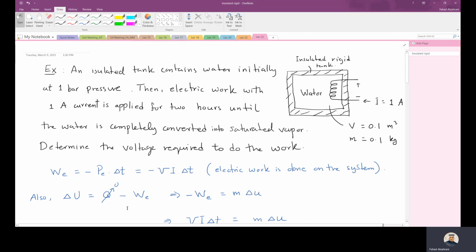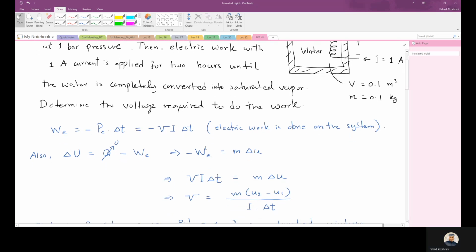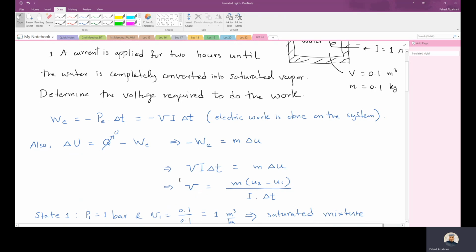Now I can write 0 minus W, so it becomes minus W equals m delta small u. And we define that here the W is minus V I times delta time, the amount of time duration. So the final equation becomes V I delta T equals m delta small u. And then the final equation for the voltage is simply mass times delta u over the current times the time.